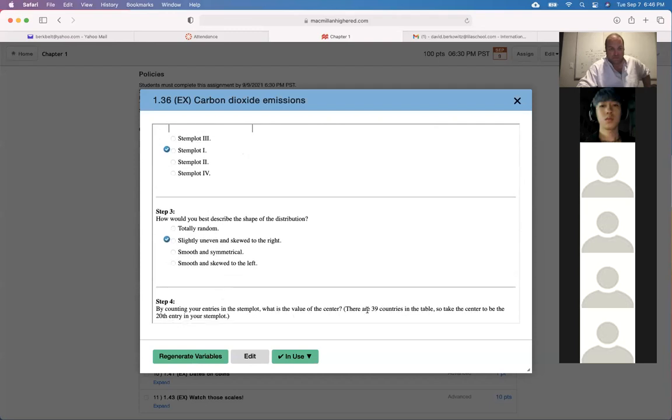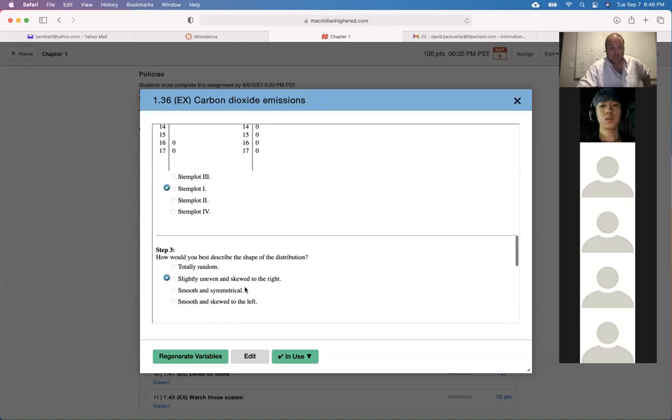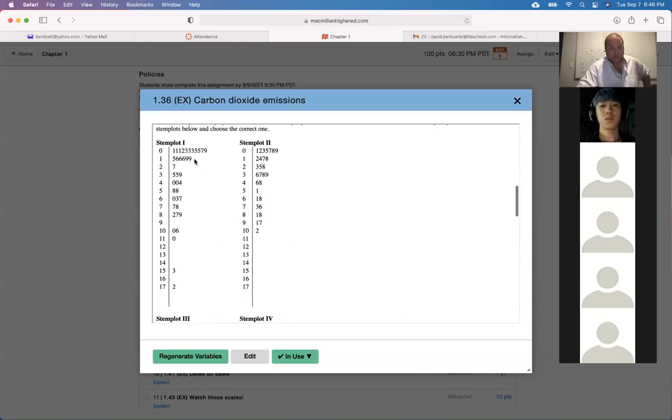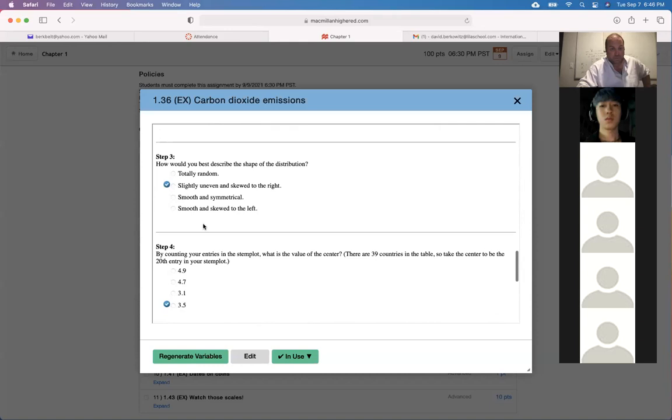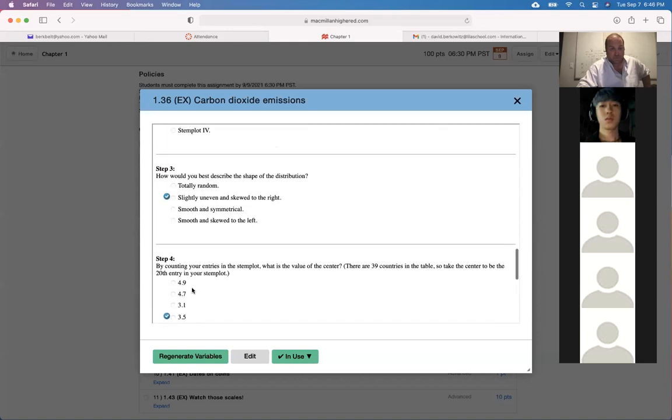There are 39 countries, so it's going to be the 20th one. If stem plot 1 is correct, 1, 2, 3, 4, 5, 6, 7, 8, 9, 10, 11, 12, 13, 14, 15, 17, 18, 19, 20, 3.5 would be the 20th one, or 3.5, whatever it's measuring. So that seems to be correct.